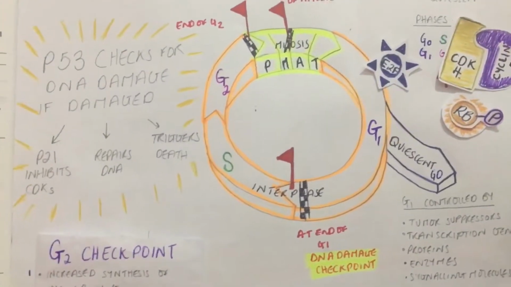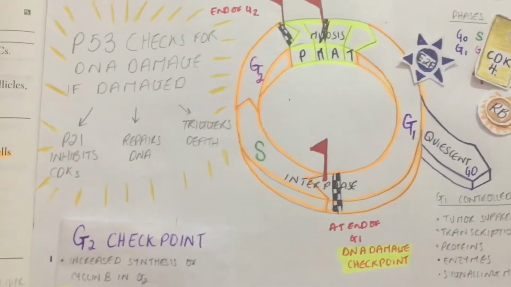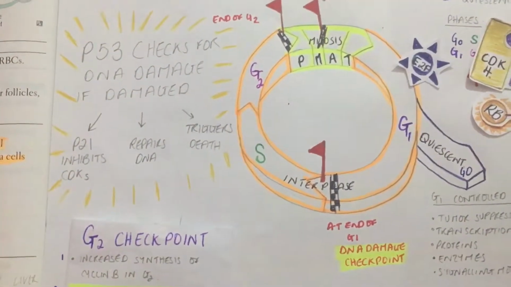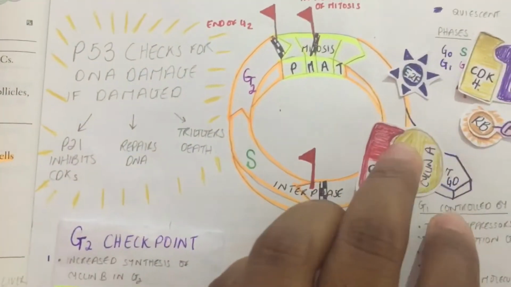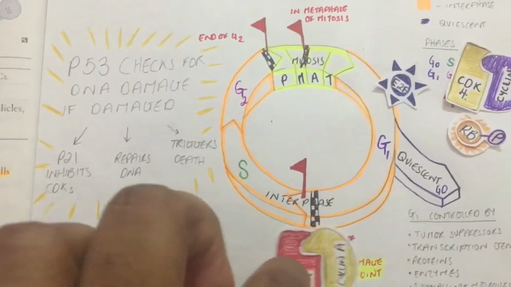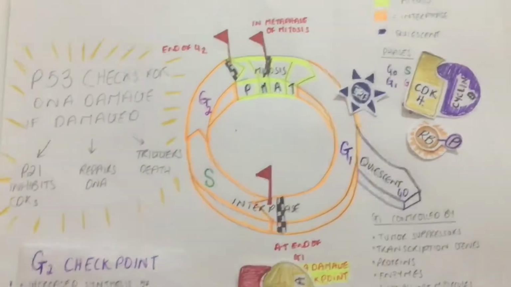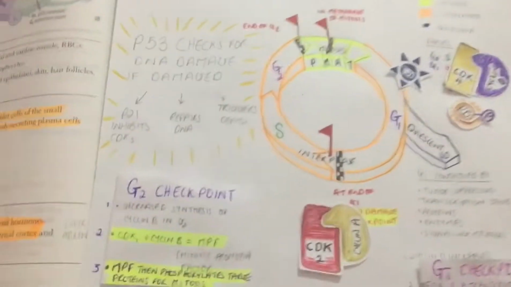The two important CDK and cyclin that it increases are CDK2 and cyclin A. So it increases the production of the CDK2 and cyclin A complex, and it causes the cell to move from G1 into the S phase. Also, it crosses that checkpoint, the G1 checkpoint.